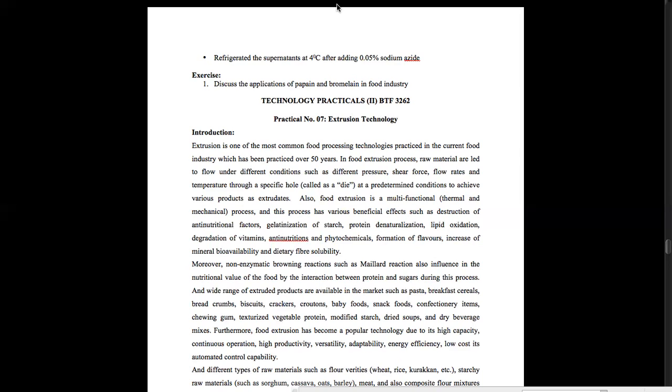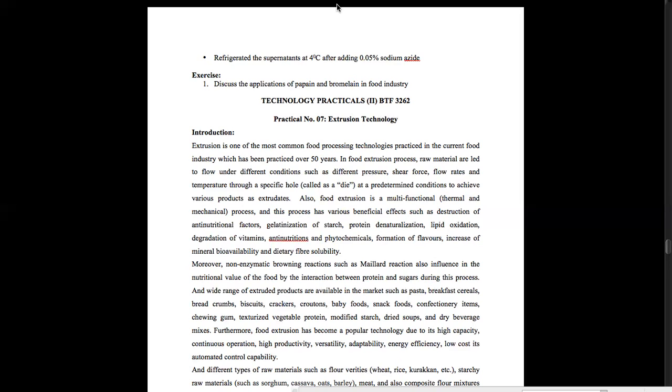Raw material selection and their qualities are very important, and so is how to determine the pressure, shear force, flow rate, temperature, and the die shape. Everything is very important. You can provide temperature to the barrel, and we can increase or decrease the temperature. In some extruders you can also see some pre-processing units.